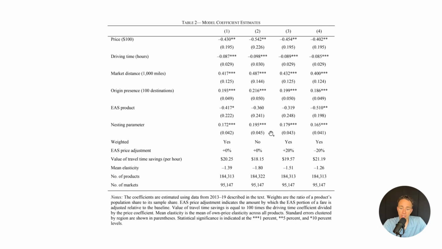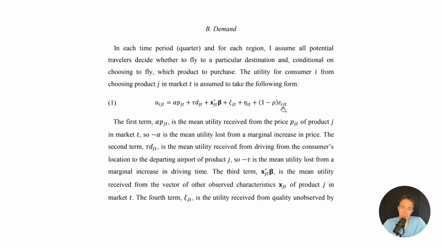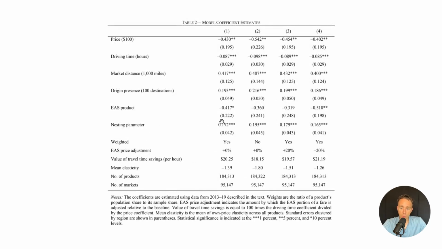And then crucially, the nesting parameter is between 0 and 1. Now, in this case, it was expressed as 1 minus rho times epsilon, so we need to flip our intuition of what a high or low value of correlation is. In this case, we're finding a moderate amount of correlation among the flight alternatives, but not a substantial amount. If this nesting parameter were 0, then we would just get the typical type 1 extreme value multinomial logit.